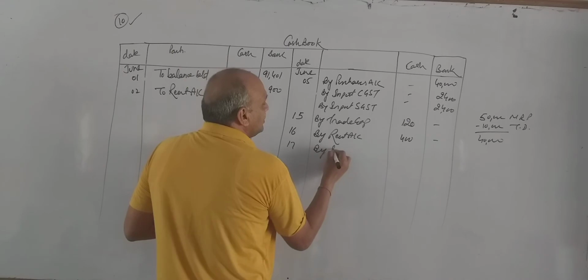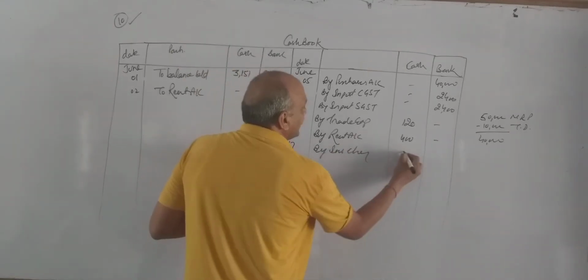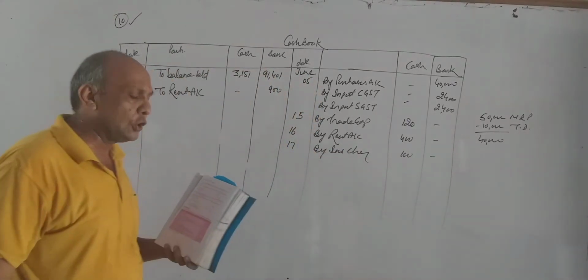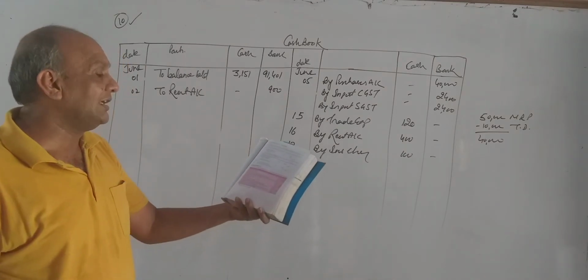Next entry, paid insurance charges 100 rupees on 17 June. So by insurance charges, again it is an expense for us, money is going. Next entry is given on 25th June.